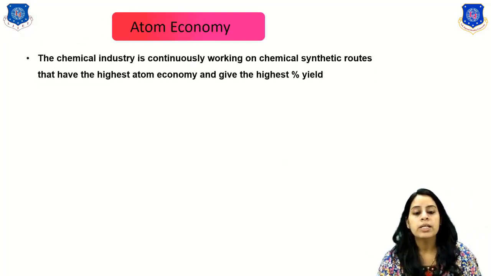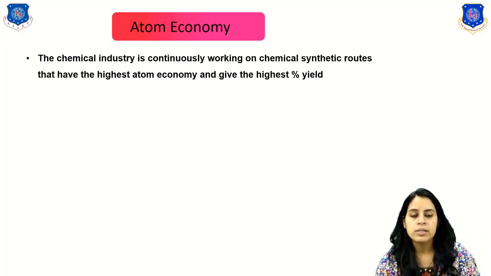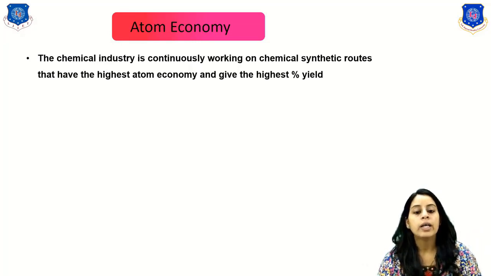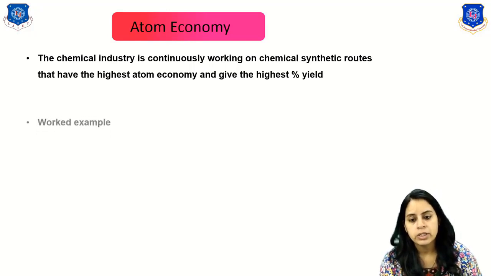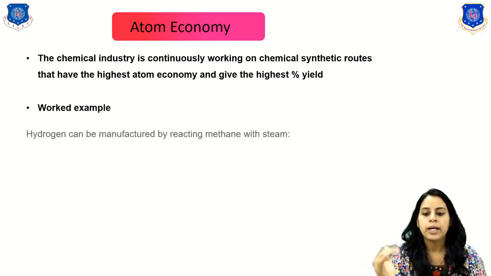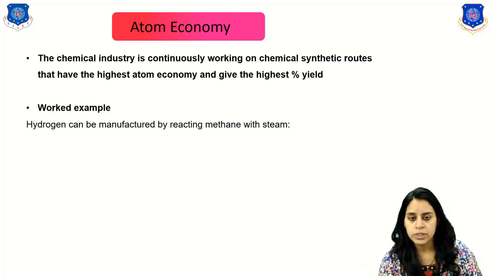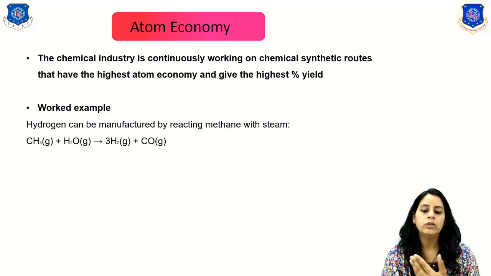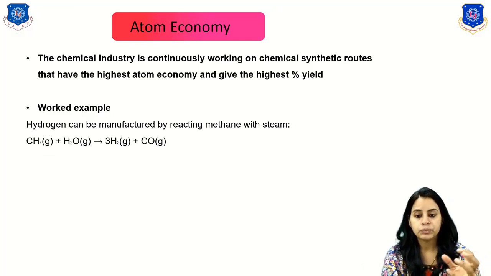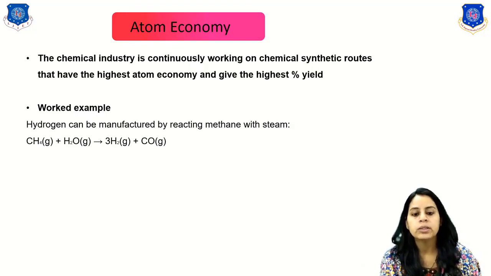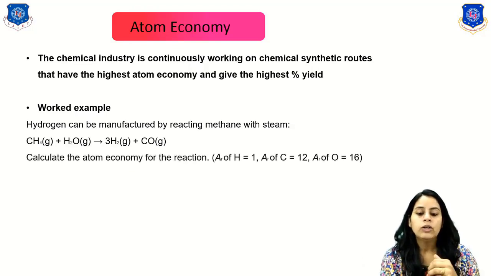The chemical industry is continuously working on chemical synthesis routes that have the highest atom economy and give the highest percentage of it, right? So here is a worked example. First of all, hydrogen can be manufactured by reacting methane with steam, right? So here you can see that methane plus water, H2O, gives hydrogen, 3H2 plus CO. Now calculate the atom economy for this reaction, right?